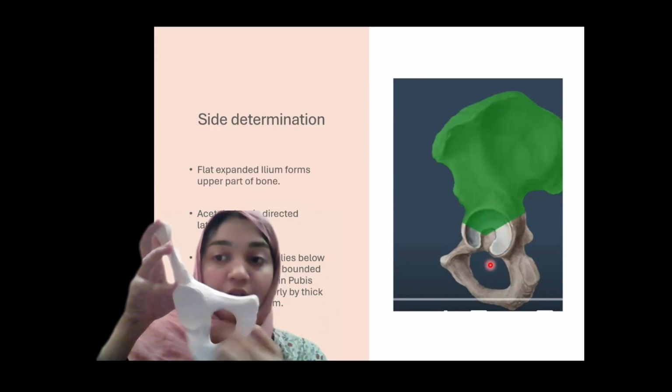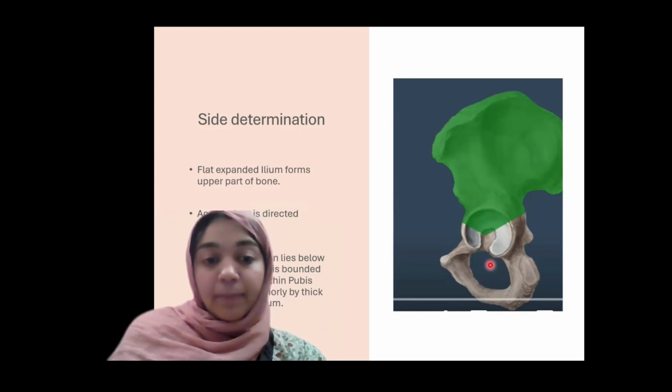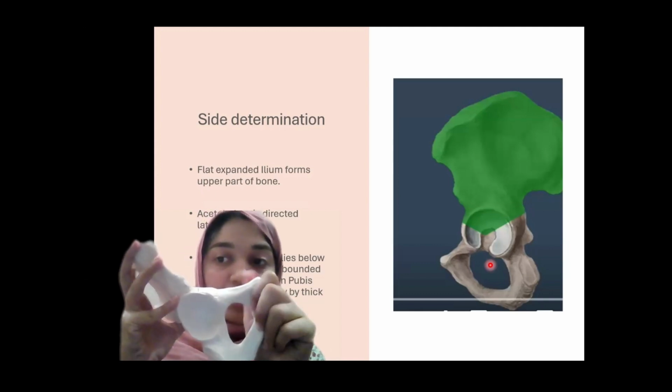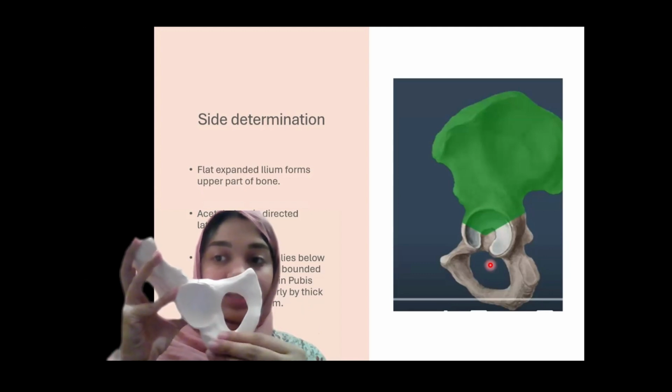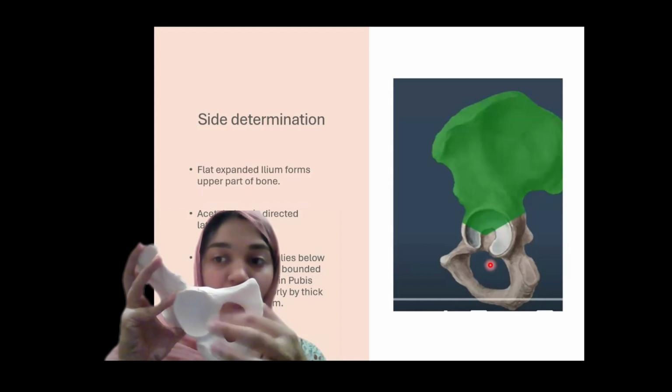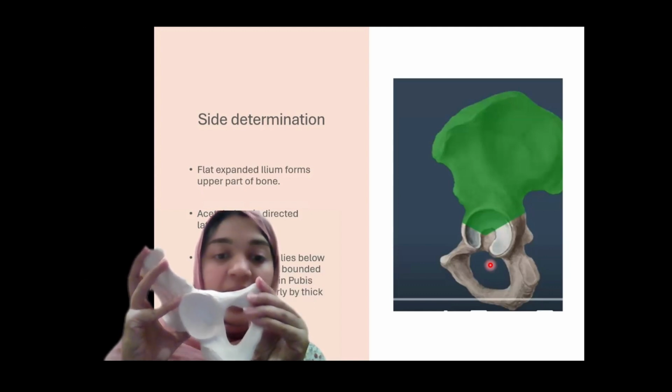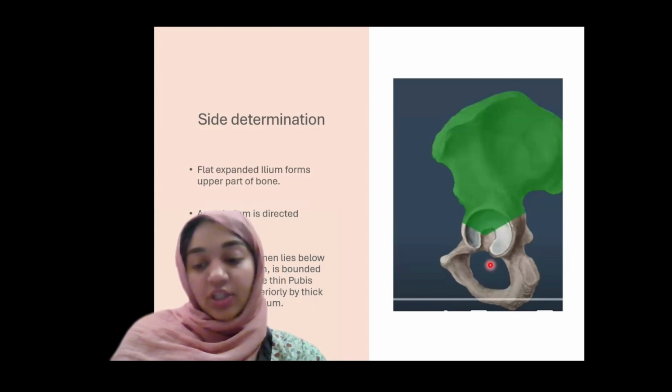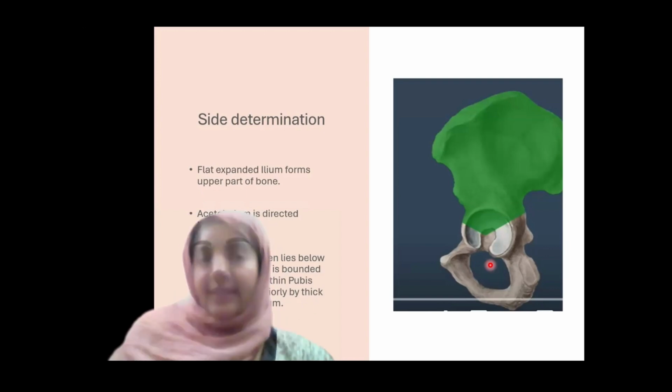It's lying laterally because it's articulating with the femur. And then the obturator foramen is bounded anteriorly by the thin pubis. Now you can feel that the pubis is thin and the ischium is a little bit thicker. So the obturator foramen is bounded anteriorly by the thin pubis and posteriorly by the thick and strong ischium. These four features will put your bone in a special position, which is called the anatomical position, right? So you should be able to determine the side of this bone as soon as you pick the bone up in the viva.